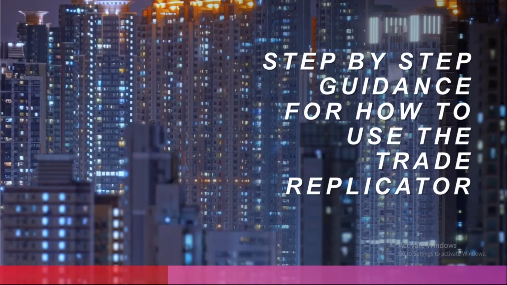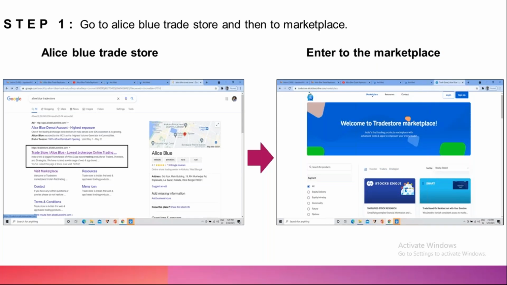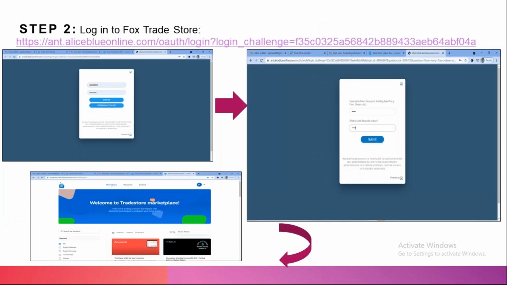I'll give you a step-by-step guide on how this works. Firstly, the basic thing is that we have to go to the Trade Store, and on the Trade Store you can search for Trade Replicator. That's our product name, Trade Replicator. You can go to Google and just type in Trade Store. On the Trade Store, try writing Trade Replicator. It will show our product, and what you need to do is subscribe to it.